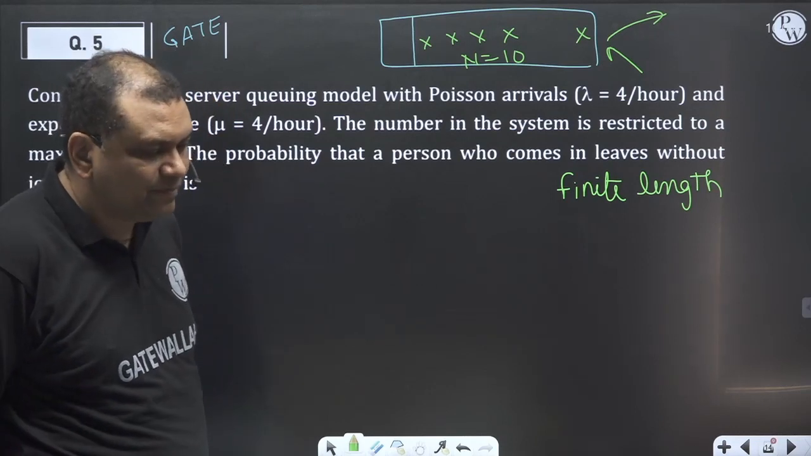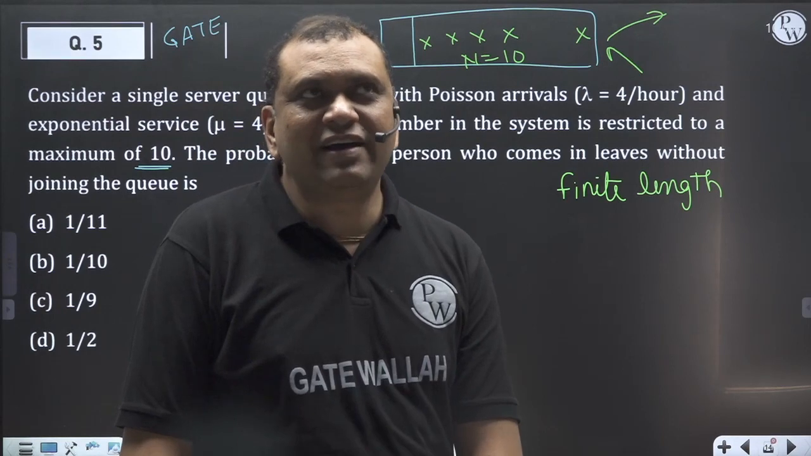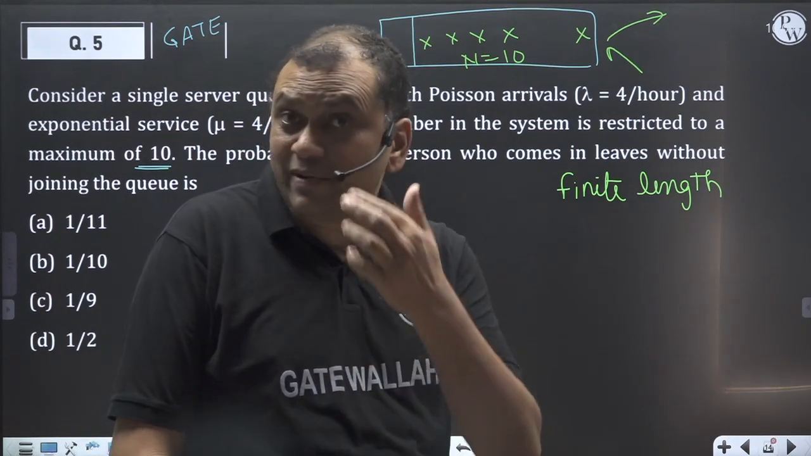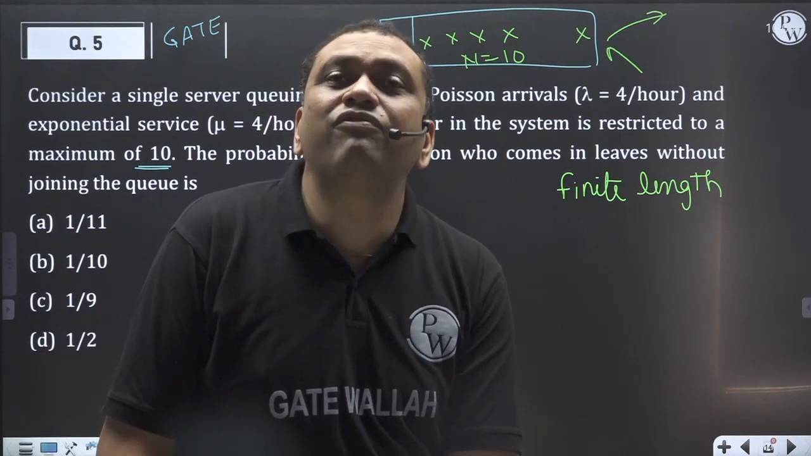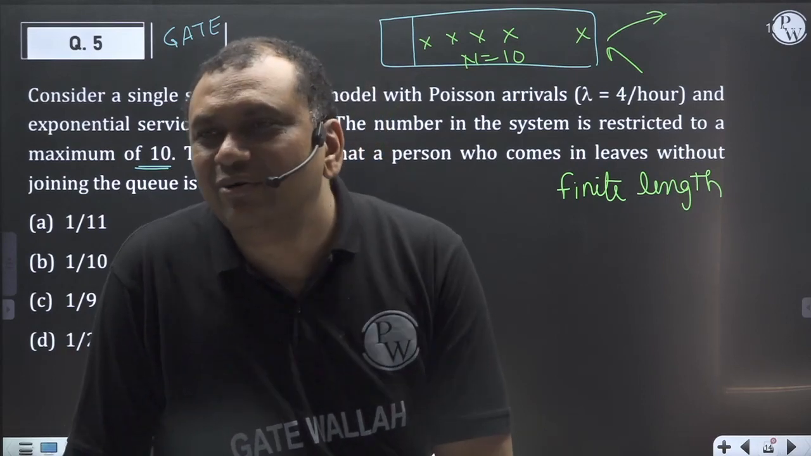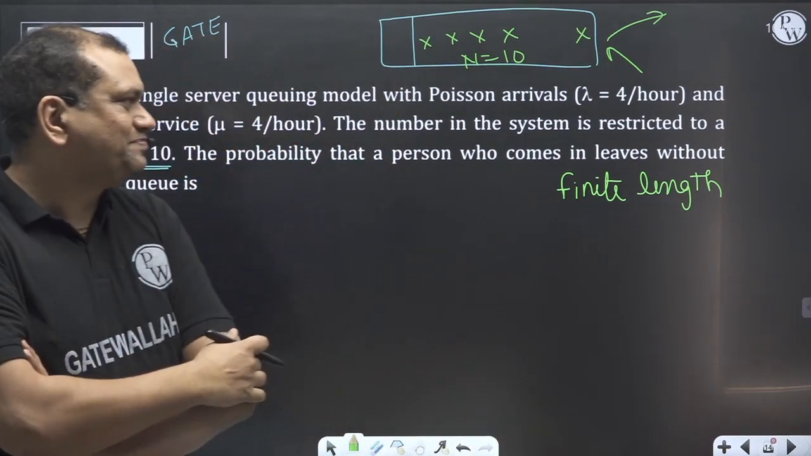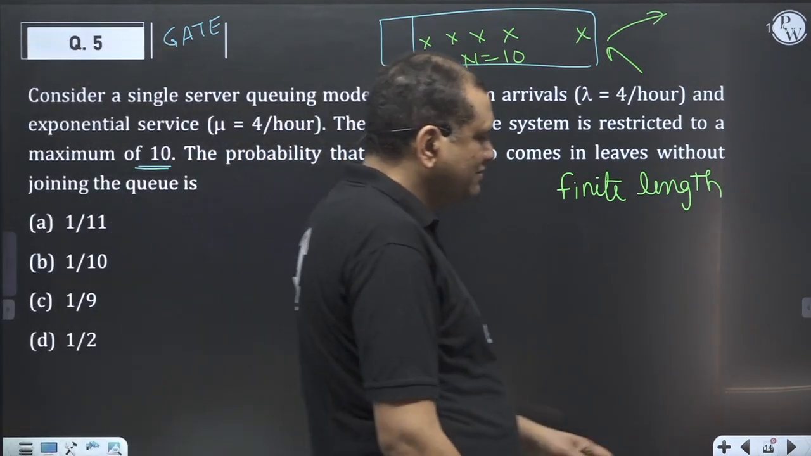Okay? This is my second case. First case was the single server infinite length problem. Second case is the single server finite length problem. So here also there will not be any change in the formulas.